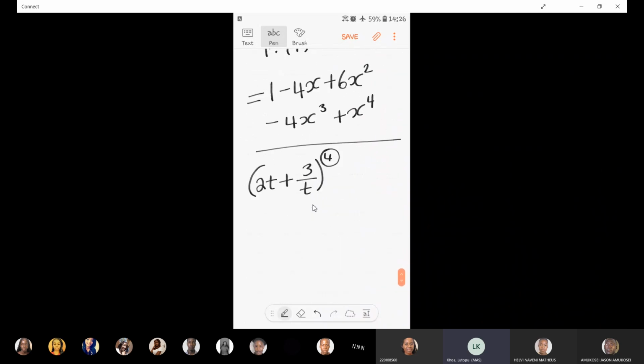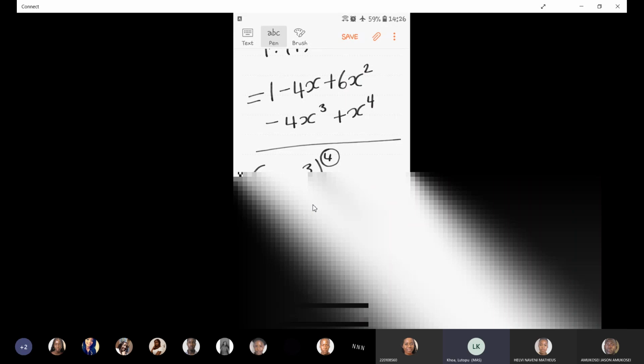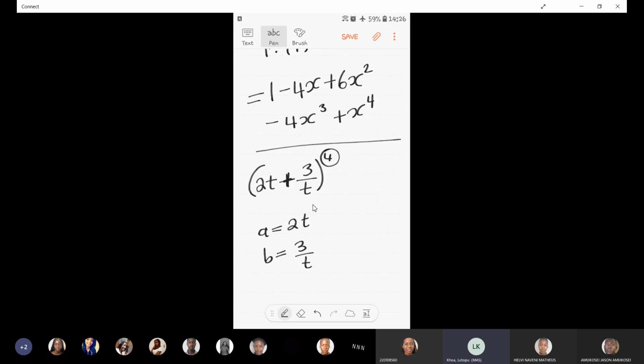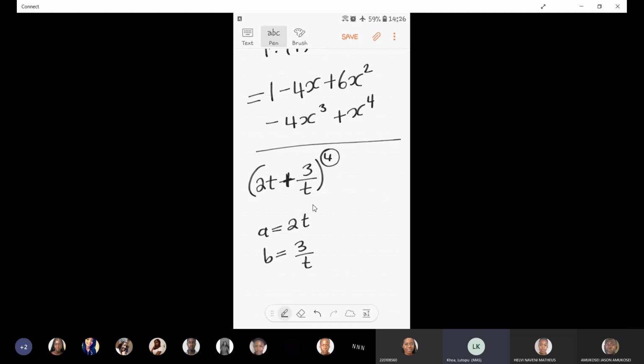So here, my A is the first one, so this is 2t, and then my B here is 3 over t. So identify what is your A and what is your B, and make sure what is separating them is a sum, because this works for a binomial sum, not a difference. If you have a subtraction between them, what you should do is rewrite it like I did with the previous one.